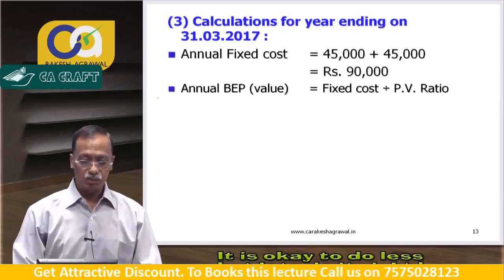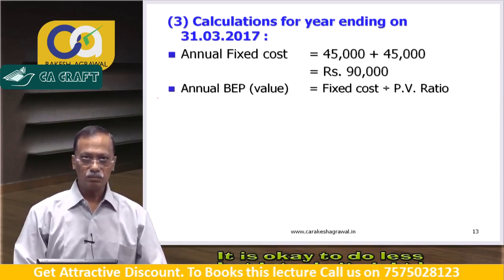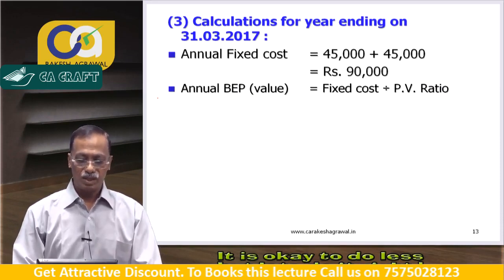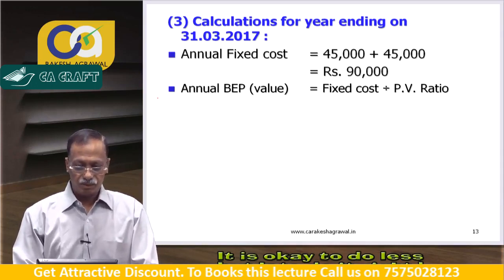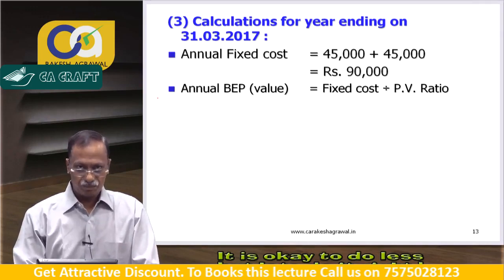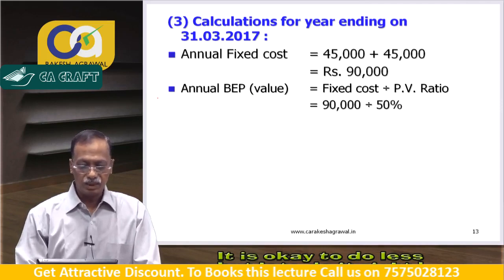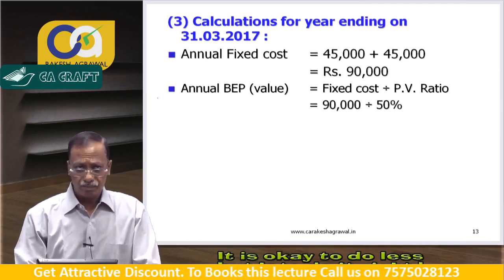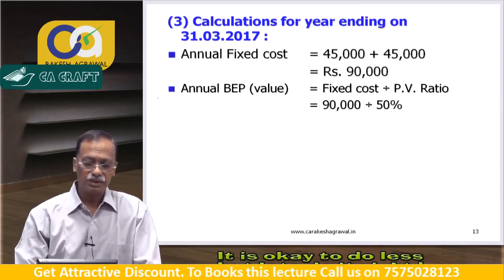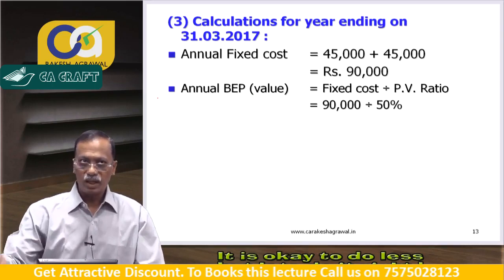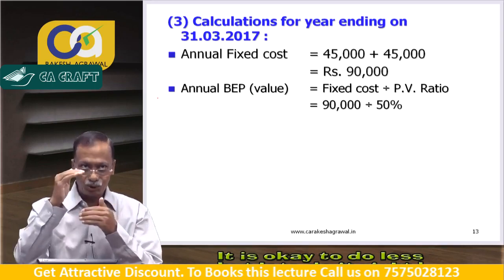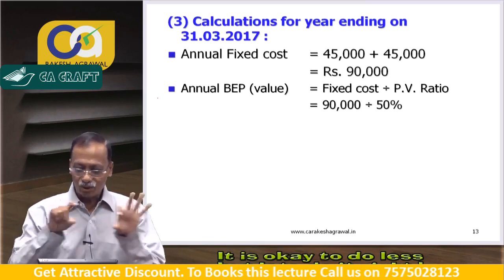Annual BEP in value. Annual BEP in value is fixed cost divided by PV ratio, is equal to 90,000 fixed cost divided by PV ratio, which is constant, that is 50%. So divided by 50%. I hope mathematically you won't add two PV ratios. PV ratio is numerator divided by denominator. So that is constant throughout the year.